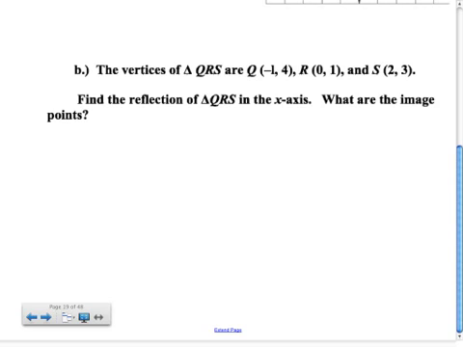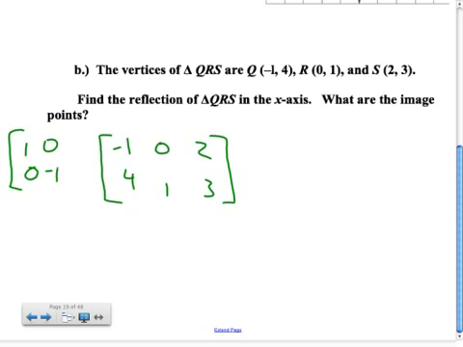I would put this into matrix form first. So Q is -1, 4, R is 0, 1, and S is 2, 3. All right, we want to reflect over the x-axis. So the easiest way of doing this is to say, okay, all my x's stay the same and my y's change. However, we are going to look at multiplying here. So the reflection matrix for the x-axis, 1, 0, 0, -1. X stays the same, y flip-flop.